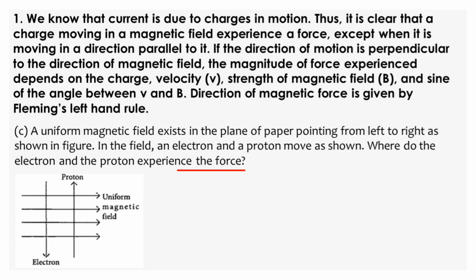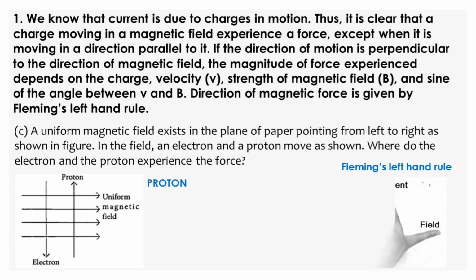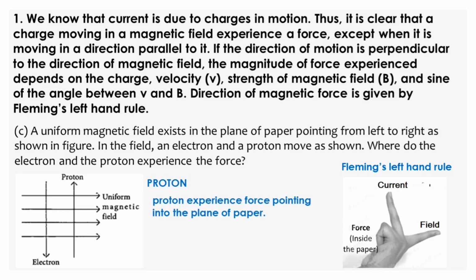First let's find the force acting on the proton, because the direction of motion of proton and the direction of current is same. So take your left hand and release the forefinger towards the right direction and the middle finger facing upwards. Now release your thumb. What do you see? In which direction does the thumb point? So you can see that the thumb points into the plane of the paper. Hence the proton experiences a force pointing into the plane of the paper.